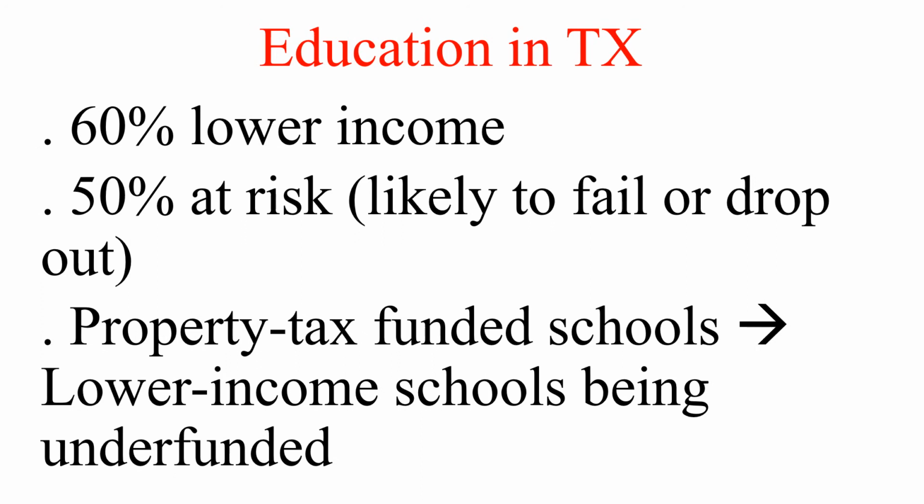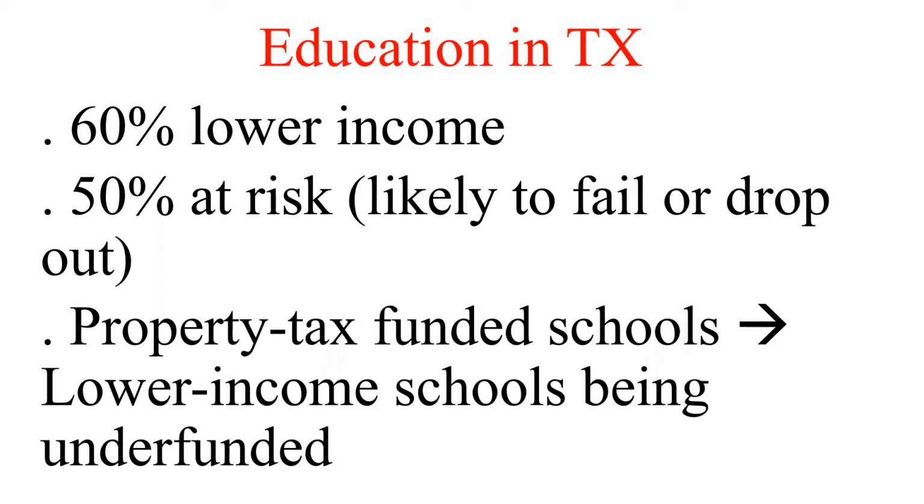The third problem facing the education system in Texas is the income level. 60% of all students in public education in Texas are lower income students, and half of them are at risk, which makes them more likely to fail in their classes or drop out.